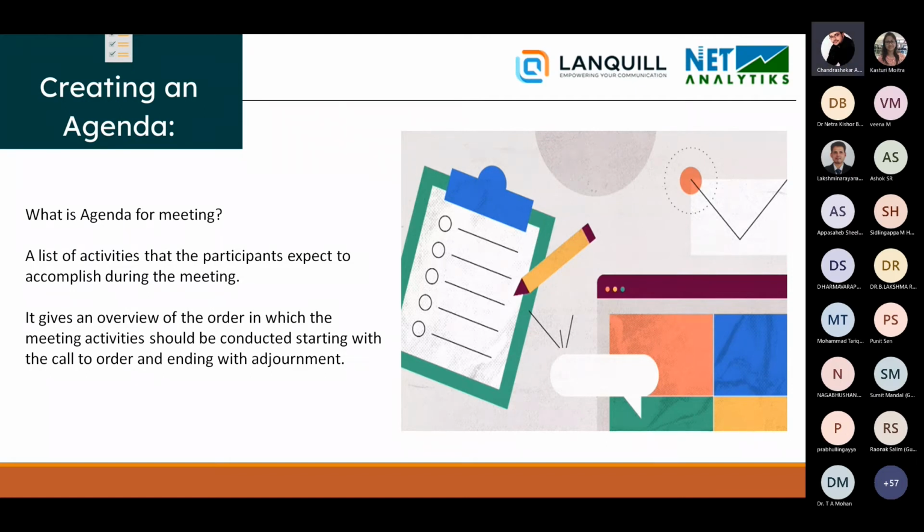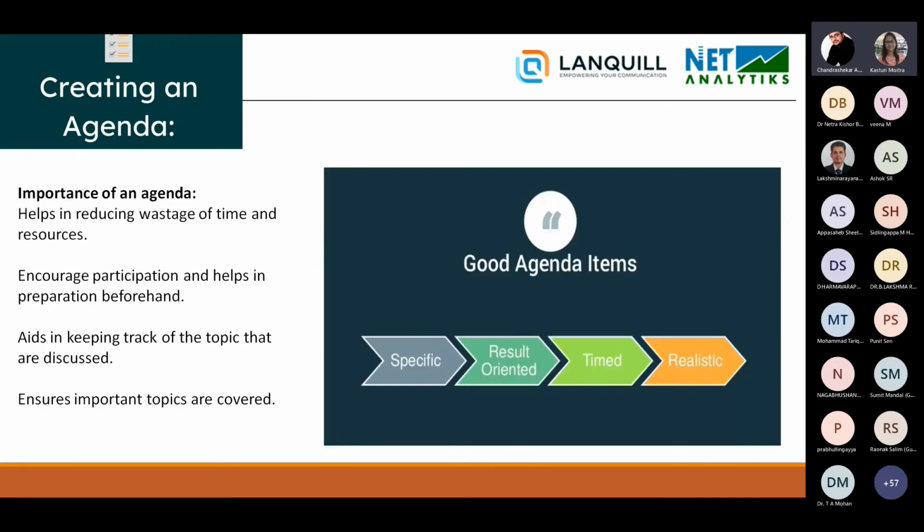Who chairs the meeting, who takes the notes, who gives the action items, every major point is covered there. It is very, very clear. Always remember, good agenda items are specific, result oriented, with a clear timeline, and realistic also. We need to keep these four words in our mind before writing any kind of meeting agenda. Am I right, Kasturi?